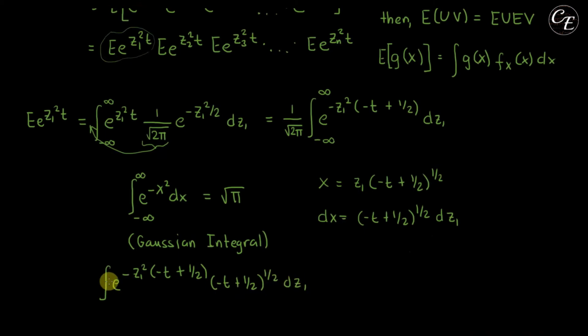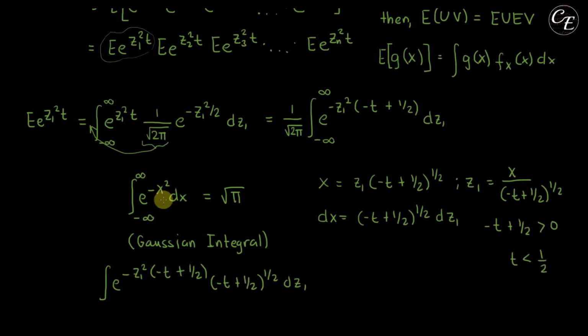Then for the limits of this integral, from here we can have z sub 1 is equal to x over (negative t plus 1 half) raised to 1 half. Now when x is negative infinity, this x will become negative infinity, and then for this negative t plus 1 half, we don't want an imaginary number in here, and also we don't want it to be 0, so this negative t plus 1 half must be greater than 0. And then from here, we can move this negative t on that side, so we have here t must be less than 1 half.